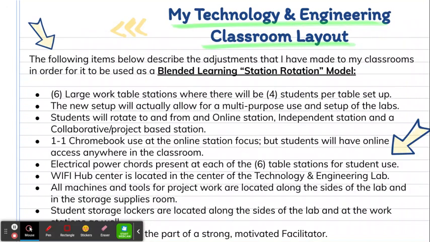Okay, now here's some of the highlights. Basically, I'll have 6 work tables where there'll be 4 students per table. I will have one-on-one Chromebooks there for the students to use, electrical power cords. There's a Wi-Fi hub center in the center of the classroom, which will be easily accessible for all students. My class, we work with a lot of tools and machines, so they'll be located throughout the room. Student storage lockers are located along the sides of the room and also at the workstations. And then my job is basically to really be a strong, motivated facilitator.